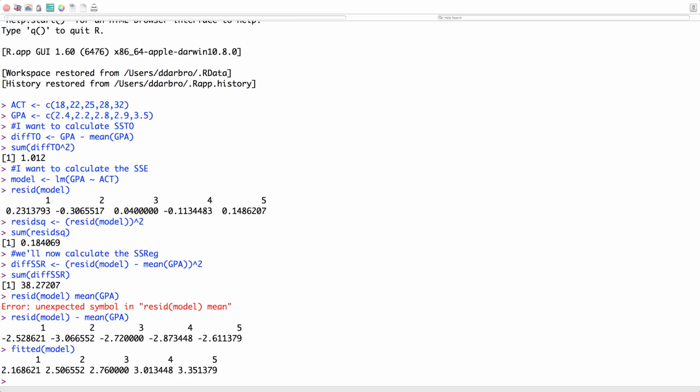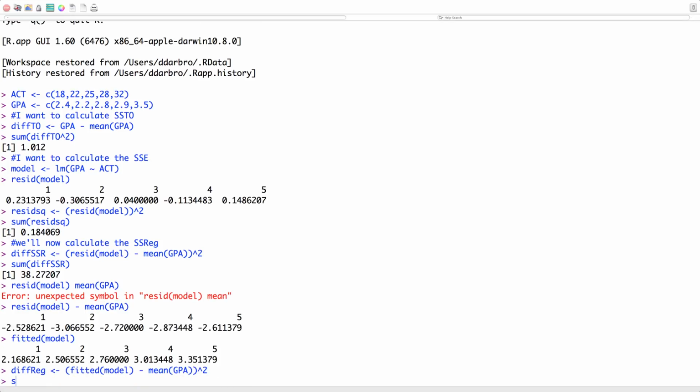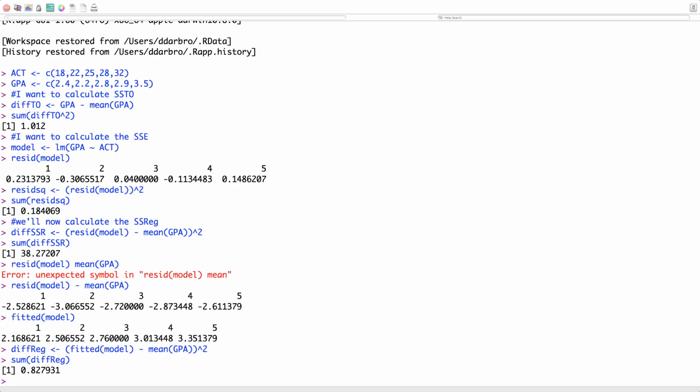Yeah, we do. So guys, what I want to do is call this the difference for the regression. And I want to take the fitted values for the model minus the mean for the GPA. And I want to square those. And then I want the sum of diff reg. All right, guys, there we go.